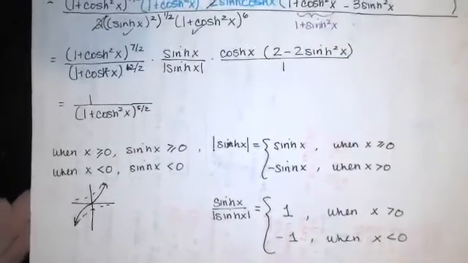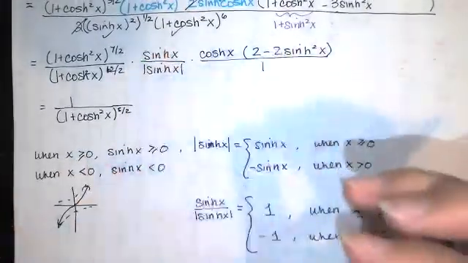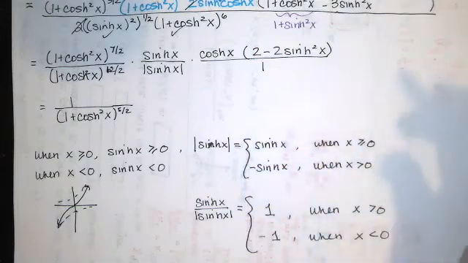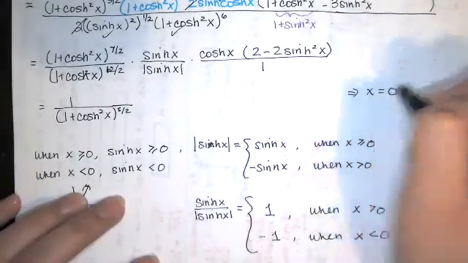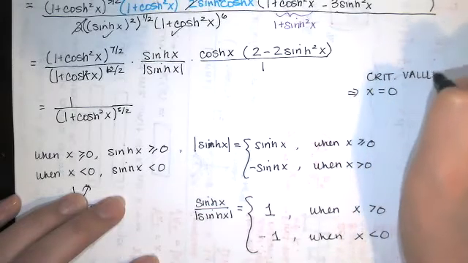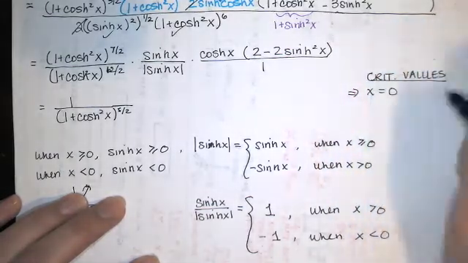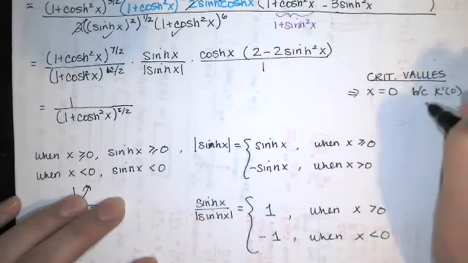Okay. So now we know this factor is undefined when x equals 0. So x equals 0 is one of our critical values. And that's because k prime at 0 is undefined.